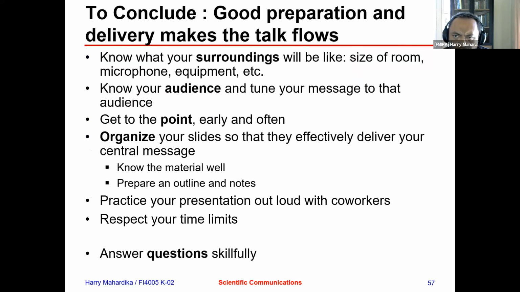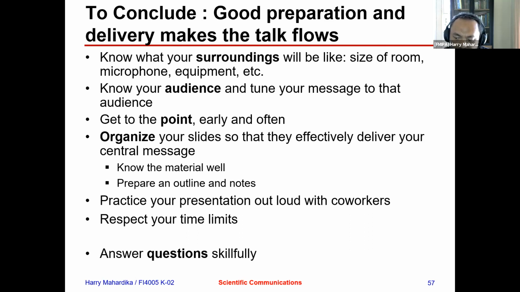To conclude, good preparation and delivery make the talk flow. Know what your surroundings will be like, the size of your room, the microphone condition, the equipment. Know your audience, and then get to the point early and often. Organize your slides so that they effectively deliver your central message, and then practice your presentation out loud with coworkers. Respect your time limit, and then answer questions skillfully.